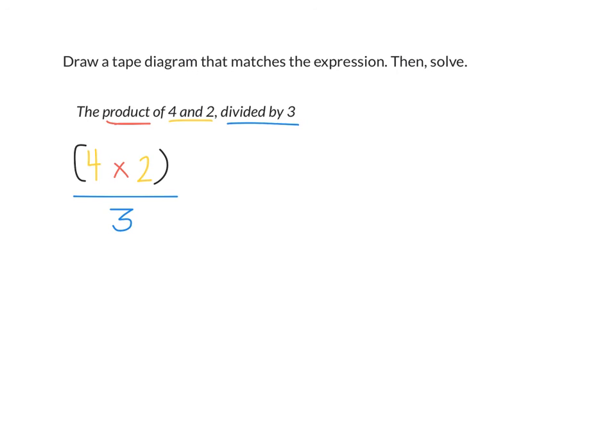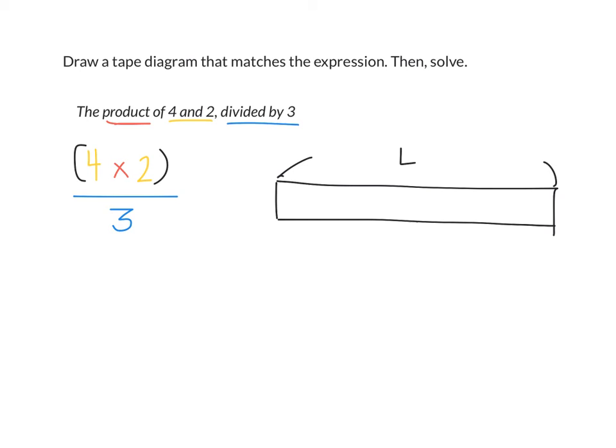So what does that mean we have to do for our tape diagram? It means that all together, we have the product of 4 and 2. And we're dividing it into 3 equal sections, and we're trying to find out how much one section is. Make sense? Go ahead and solve it.